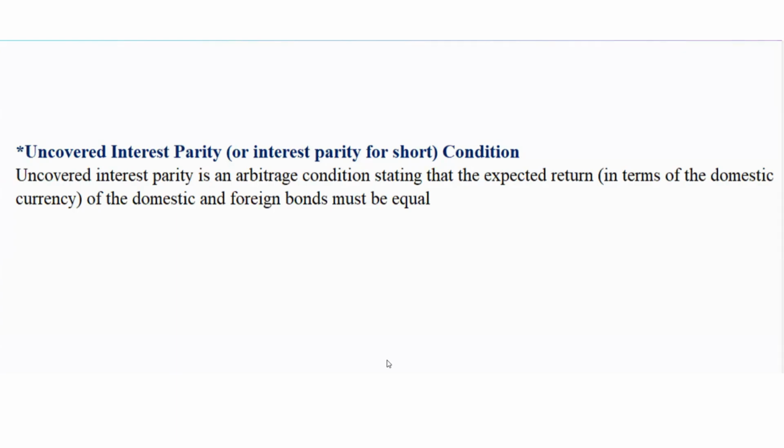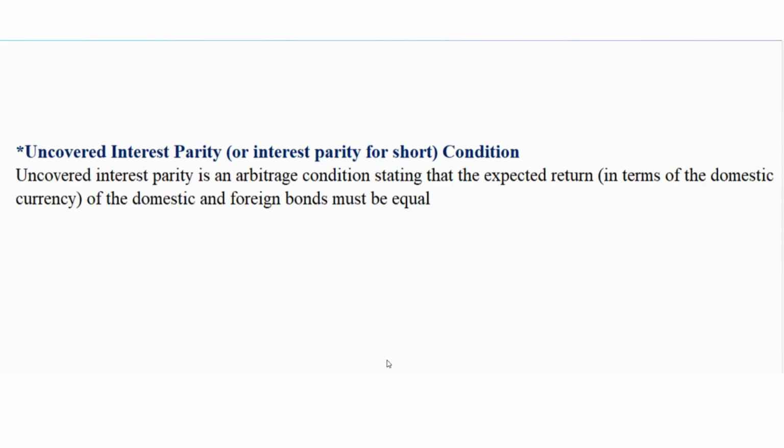Looking at chapter 18 of the text, which develops the concepts and vocabulary associated with studying macroeconomics in an open setting. We started off talking about nominal exchange rate, nominal depreciation, real exchange rate, real appreciation, and real depreciation. We now want to look at the uncovered interest parity condition, or what we call the interest parity condition for short.